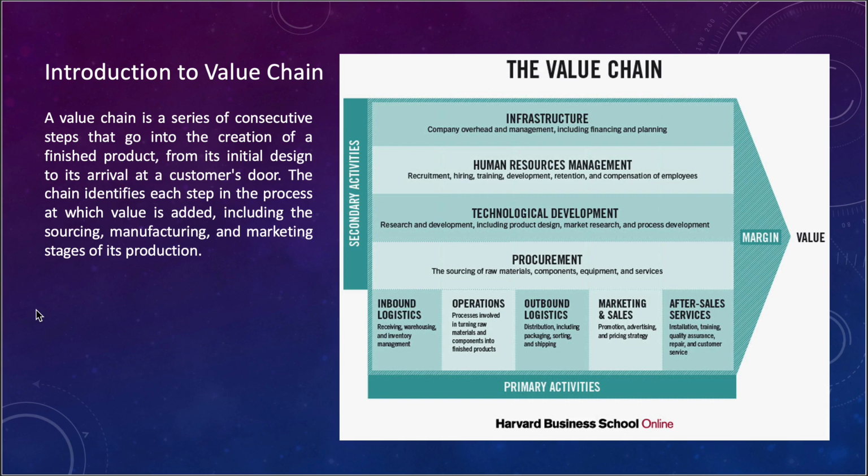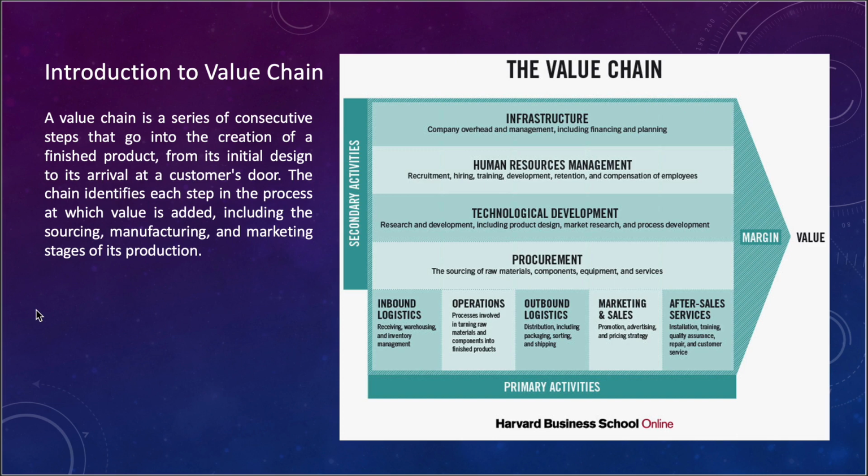Then we talked about value chain. So value chain is a series of consecutive steps that go into the creation of a finished product, from its initial design to its arrival at the customer's door.